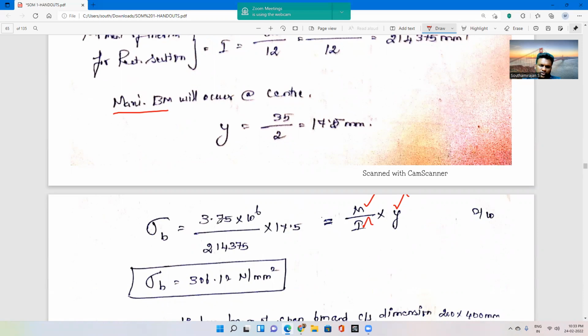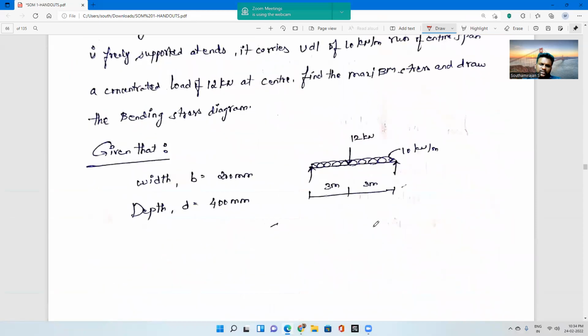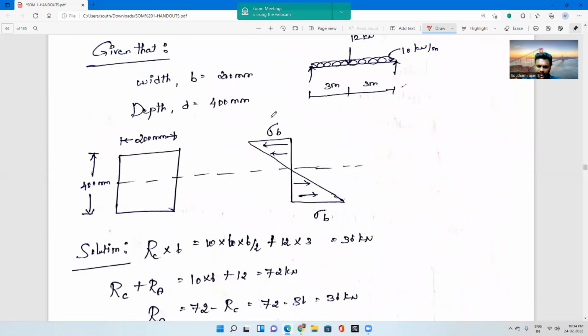So sigma B equal to 3.75 into 10 power 6, divided by I equal to 214375, multiplied by Y equal to 17.5. So sigma B equal to 306.12 Newton per mm square will be the bending stress. So the bending stress variation will be like this.